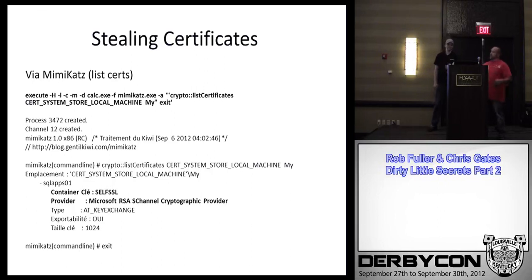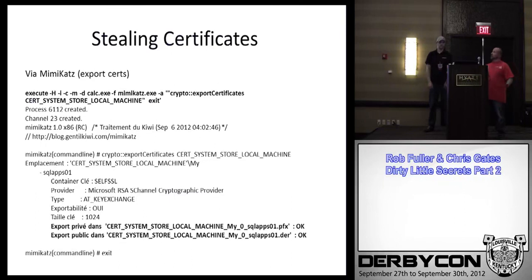So you have crypto list certificates, which will list certificates in various stores, and this is how you can do all the Microsoft and Windows side of things. You can tell it what cert store you want to show all the certificates for, and it will list them. Once you have one you're interested in, you can do the crypto export certificates command and actually save that thing out. It will output it to the local directory, and you're good to go.